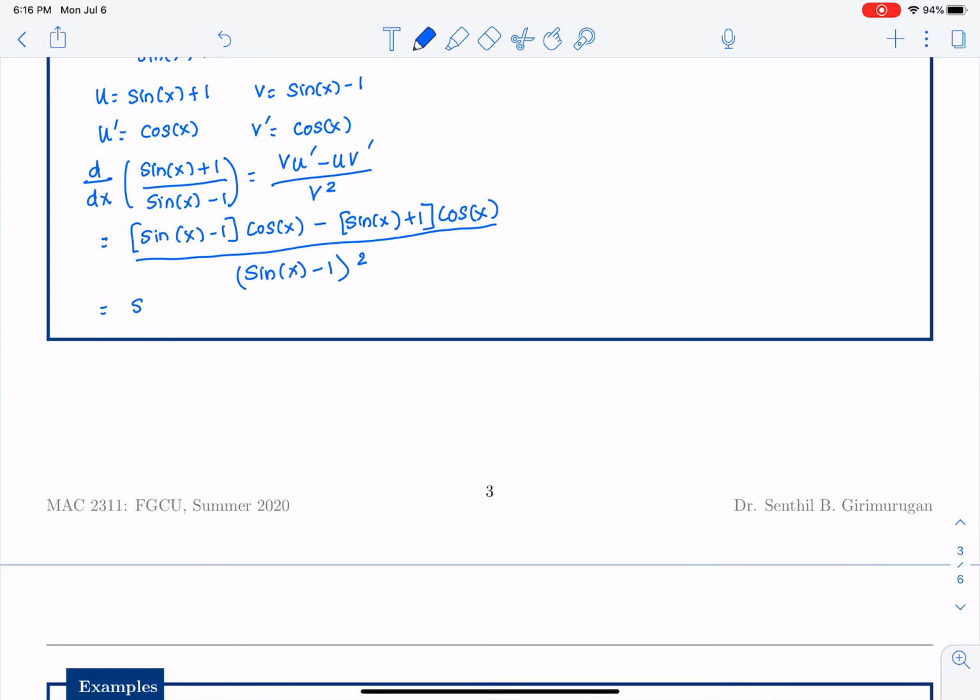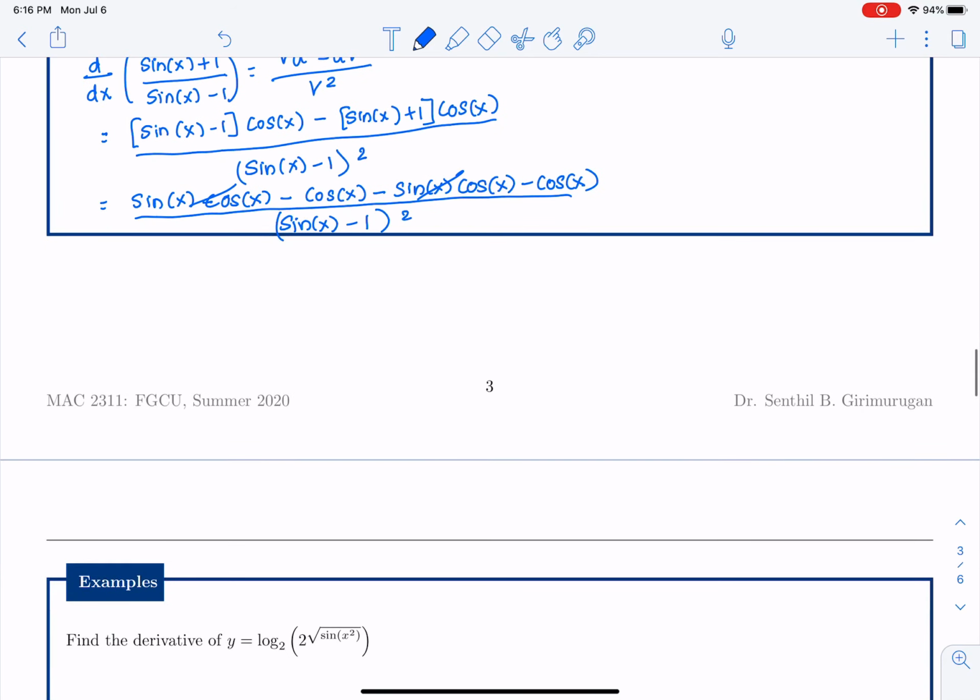Distribute and simplify, we would get sine x cosine x minus cosine x minus sine x cosine x minus cosine x, divided by sine x minus 1 squared. Those two terms would go away. We will have negative 2 cosine x divided by sine x minus 1 squared.